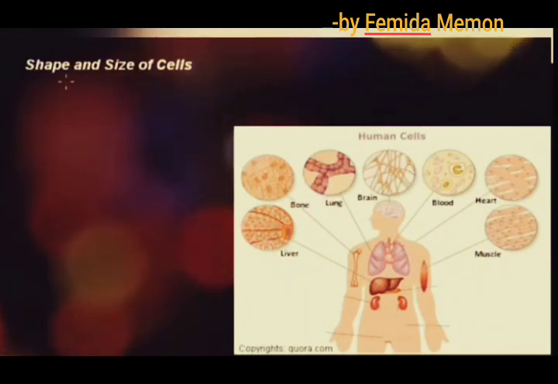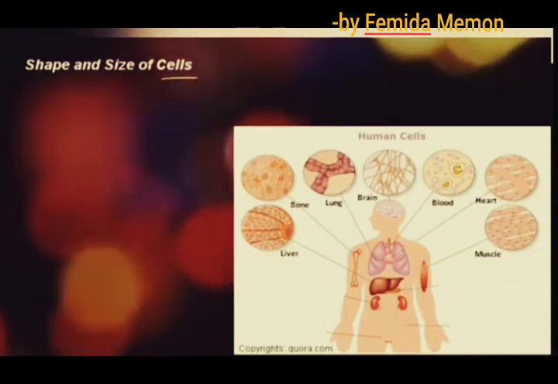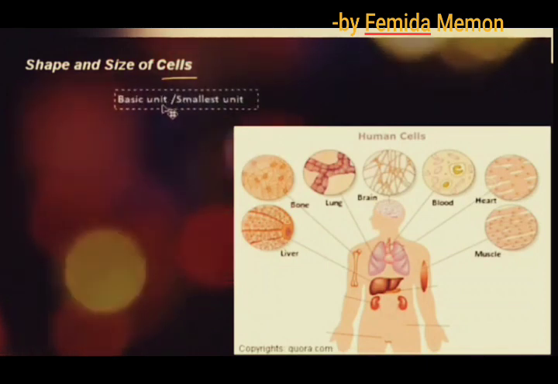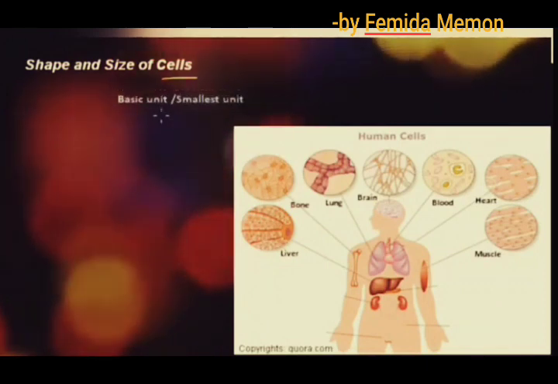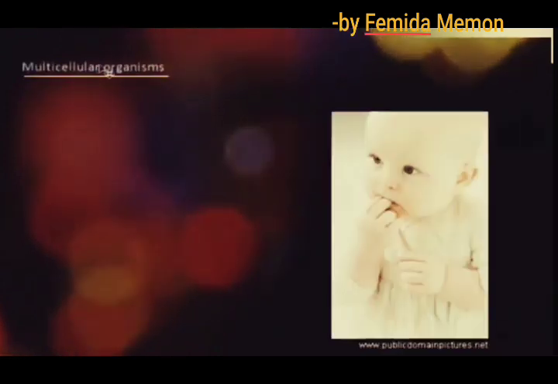Let us study more about the shape and size of cells. As you can see in this diagram, the human body is made up of different types of cells. For example, liver, bone, lung, brain, blood, heart, muscle, etc. Let us study about multicellular organisms. For example, multicellular organisms like human beings are made up of many cells.